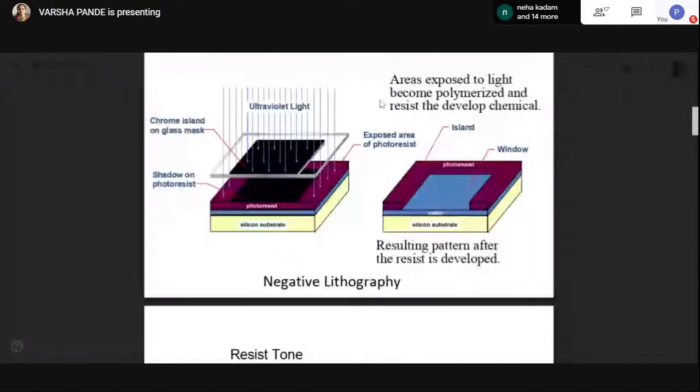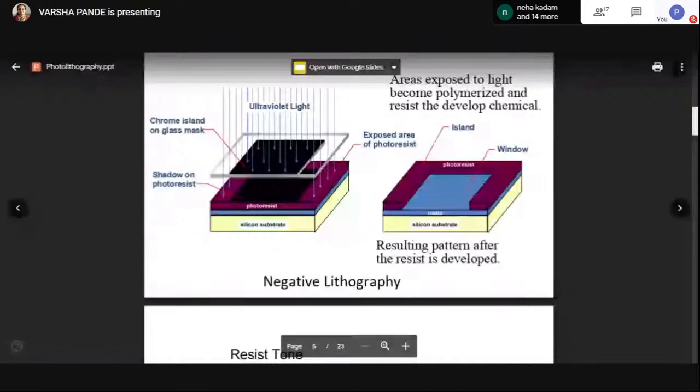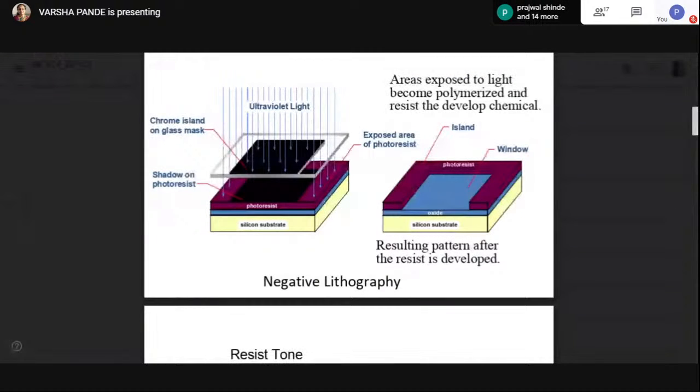First, here it is shown that negative photolithography. Suppose we want to create a window like this, which is shown in the second diagram. For this, initially we have to apply the photoresist. How to apply the photoresist? Above the silicon substrate there will be an oxide layer, and in this oxide layer we want to create the window here. You can see the arrow in blue color. Here, suppose you want to create the window, then above this the photoresist will be applied.